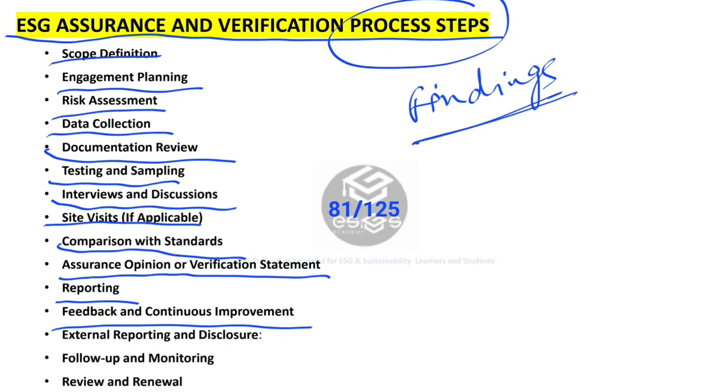Okay, then external reporting and disclosures. We communicate the assurance opinion or verification statement to stakeholders through the external reporting channels, enhancing transparency and credibility. The next comes the follow-up and monitoring, actually. In this, we monitor the organization's progress in addressing recommendations and implementing improvements identified during the assurance and verification process.